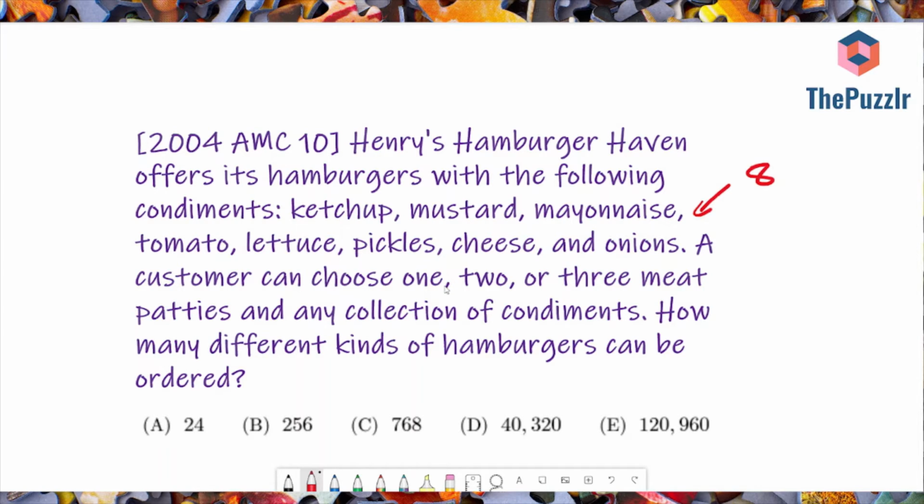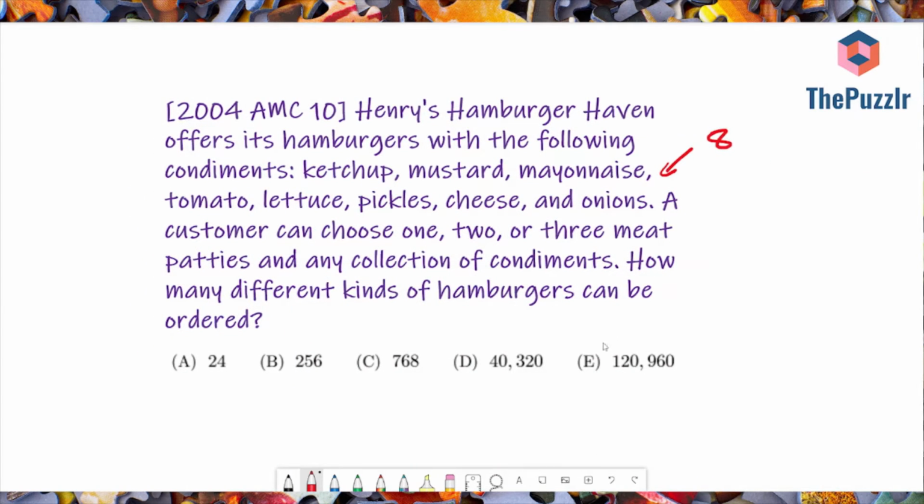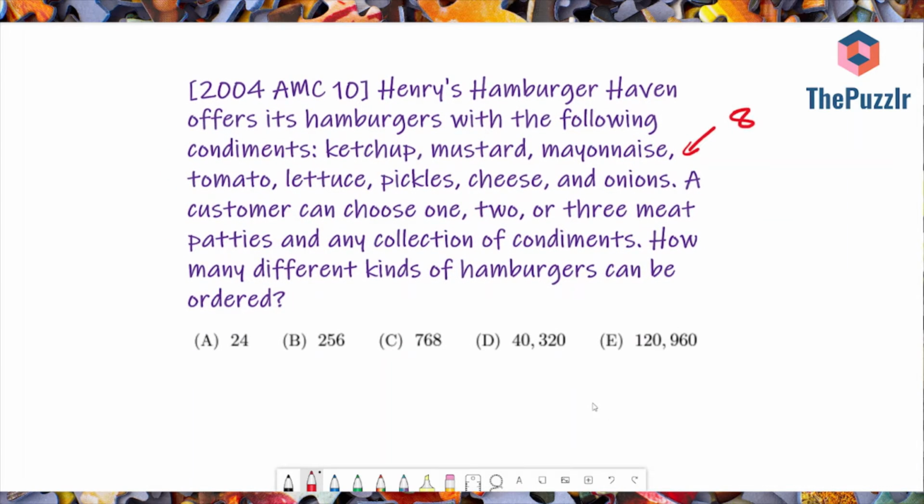So there are 2 different things that we have to look at here. First, how many patties they have, and any collection of condiments. So how many possible collections of condiments are there? First, they have 3 choices for the patty: 1, 2, or 3. So if they're vegetarian, they're out of luck. There's no choice for 0 patties. So that's 3 patties. And then out of the 8, there's any collection of condiments.